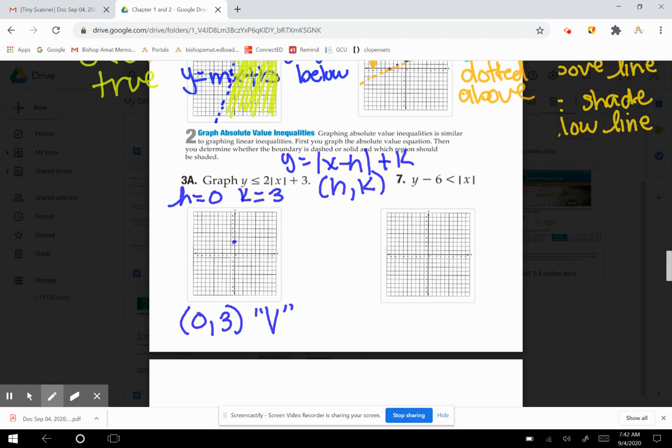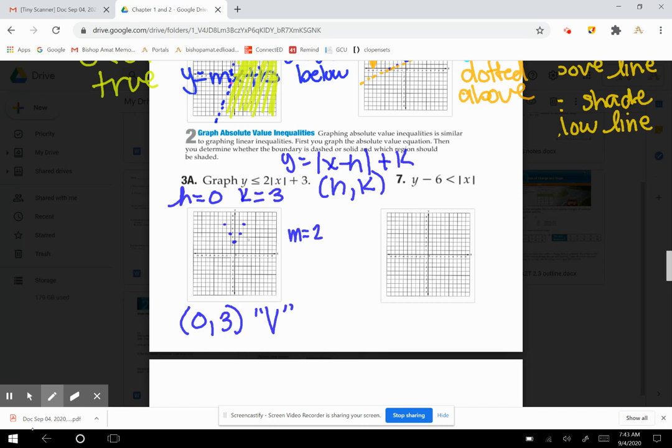Now that 2, that acts as our slope. So we're going to go up 2 over 1. Now because it's a V, if I do it on the right, I have to do it on the left. Oops, let me erase that. Up 2 over 1, up 2 over 1. Remember, I have to create the V, not a line.